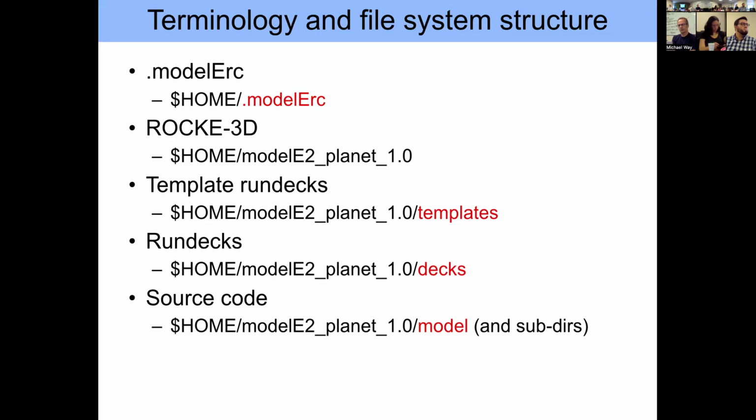So the templates contain the blueprints, essentially, of what we call the run deck, which contains all the information about the model configuration. Then you cannot use the templates directly. You have to create a run deck from a template. So when you create a run deck from a template, it is saved in the decks directory that is listed below, and we'll go through that in more detail later. And the source code of the model, which is practically all Fortran, is in the model directory in some subdirectories.